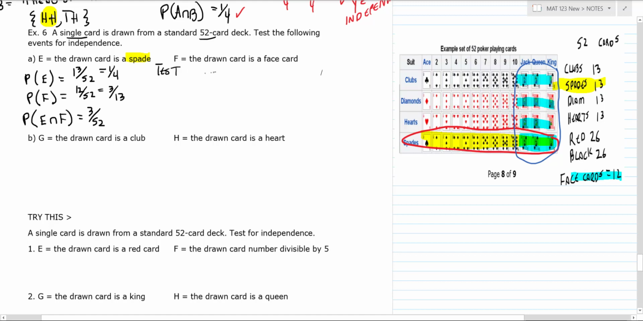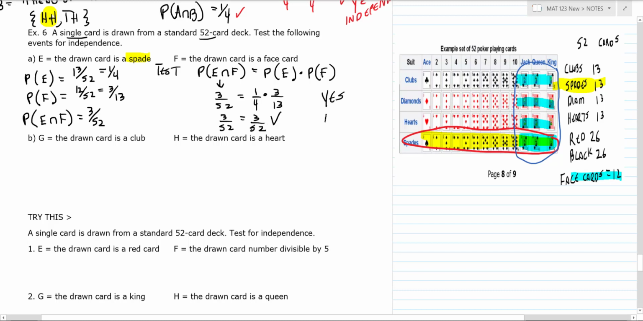You look at the equation: the probability of E intersect F, and see if that's equal to the probability of E multiplied by the probability of F. We've already got this. The intersection is 3 out of 52. The probability of E was 1/4. The probability of F was 3/13. See if you get the same thing. What you would get is 3 out of 52 here as well. So that would be yes, these two events are independent.